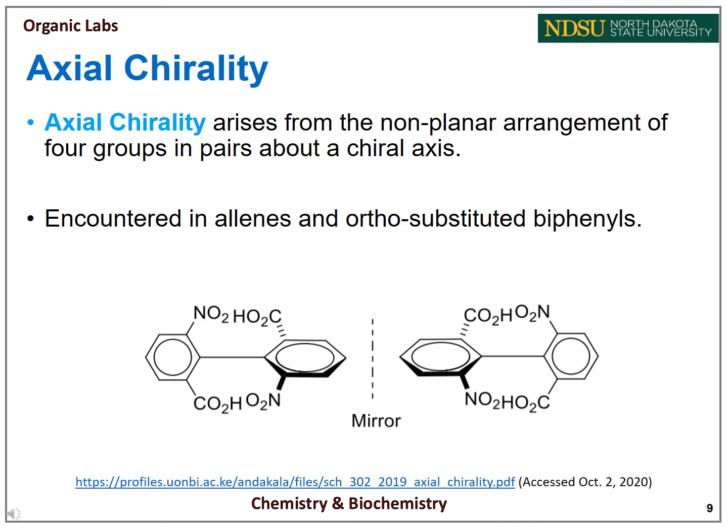Finally, let's talk about axial chirality. Axial chirality arises from the non-planar arrangement of four groups in pairs about a chiral axis, and because of this, it doesn't require a chiral carbon for the molecule itself to be chiral. It's typically encountered in allenes and ortho-substituted biphenyls, such as those shown. So axial chirality is chirality of a molecule due to lack of free rotation because of steric hindrance, because of big bulky substituents, or rigidity due to double bonds.